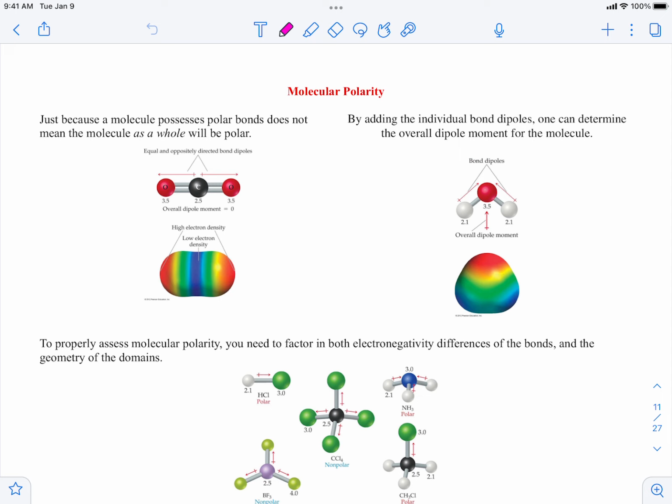So once you determine what the molecular shape is going to be, the next thing you need to be able to do is determine whether the molecule as a whole will be polar or not.